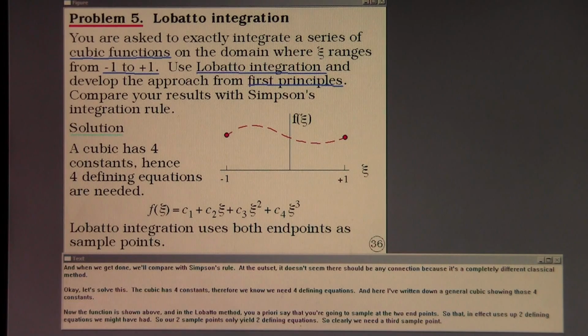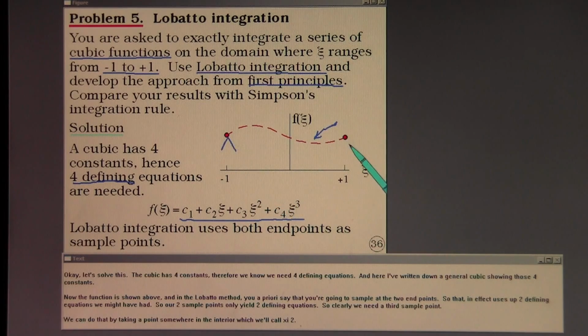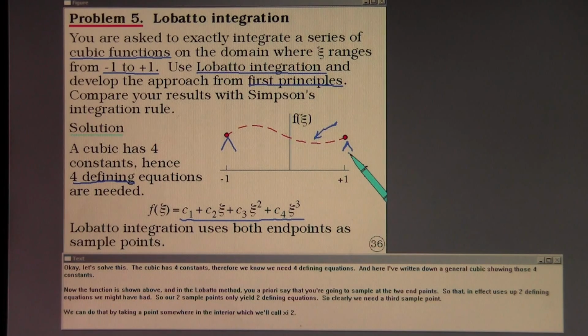Okay, let's solve this. The cubic has 4 constants, therefore we know we need 4 defining equations. And here I've written down a general cubic showing those 4 constants. Now, the function is shown above, and in the Lobatto method, you a priori say that you're going to sample at the 2 endpoints. So that, in effect, uses up 2 defining equations we might have had. So our 2 sample points only yield 2 defining equations. So clearly we need a 3rd sample point.